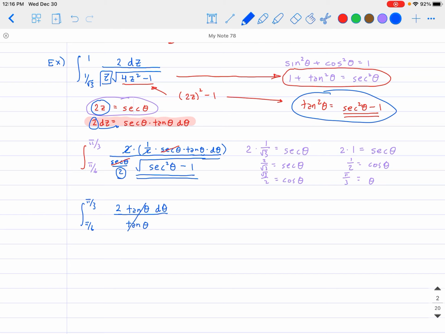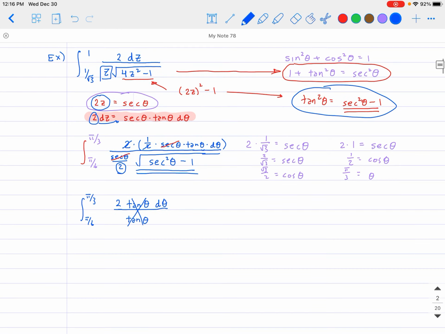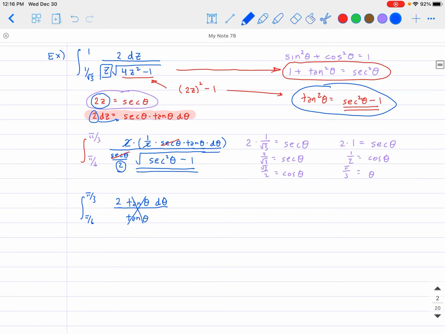Once again, the tangents are going to cancel each other out. So that leaves me with just the integral from pi over 6 to pi over 3 of 2 d theta. Taking the antiderivative is going to give me 2 theta, with boundary from pi over 6 to pi over 3. Now again, because we have our boundaries changed, we don't have to replace it back into terms of z. So we can just literally make a substitution here.